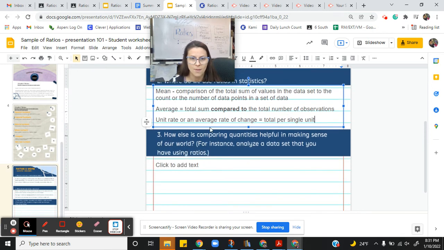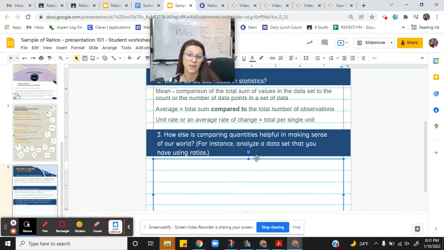Okay. And then comparing when you have different average rates of change, when is it most typical? When is it not typical? Is there something we need to be worried about? Is there a mistake in the data? Things like that. Okay. And then how else is comparing quantities helpful for making sense of our world?